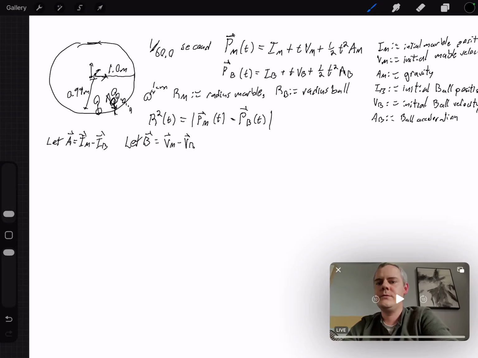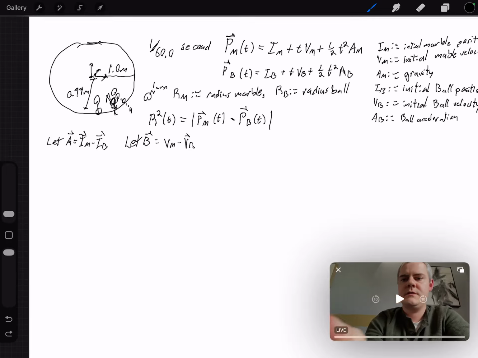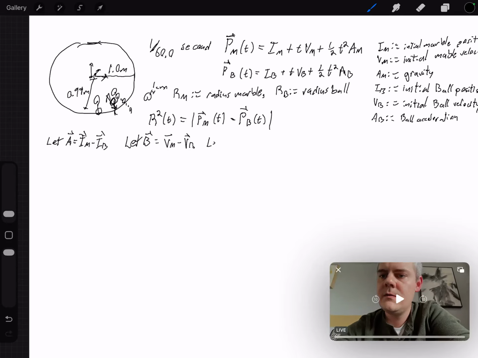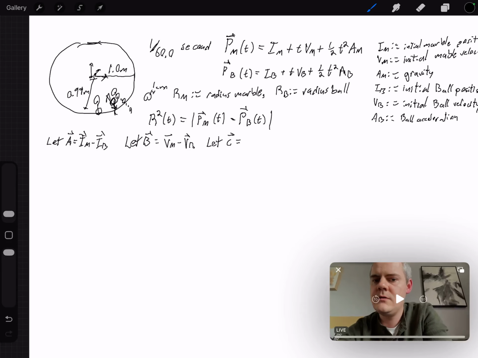So that's our first order term. So that's zeroth order term here, first order term here. Let C equal... there's a 1/2 there, isn't there?